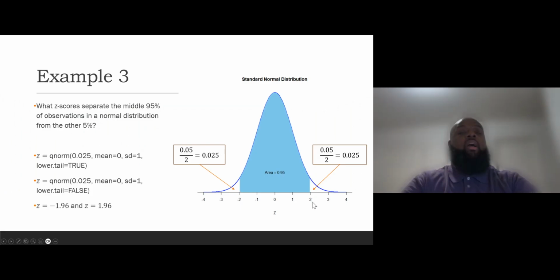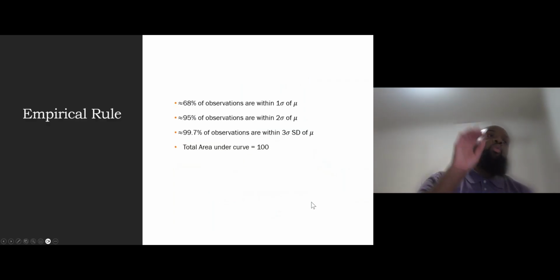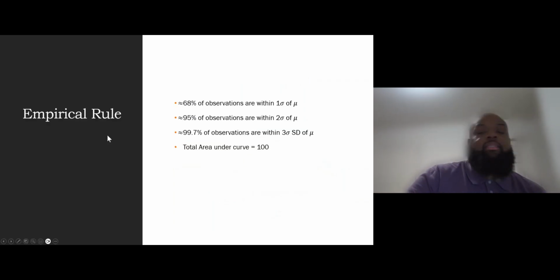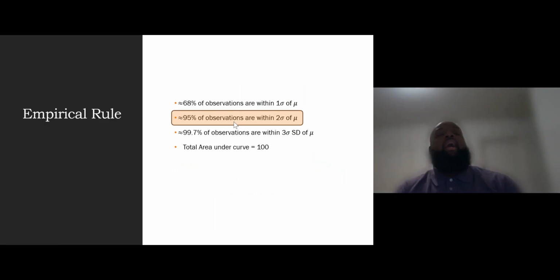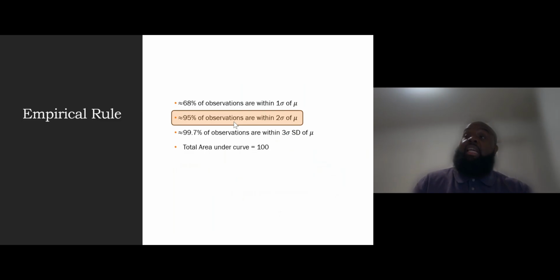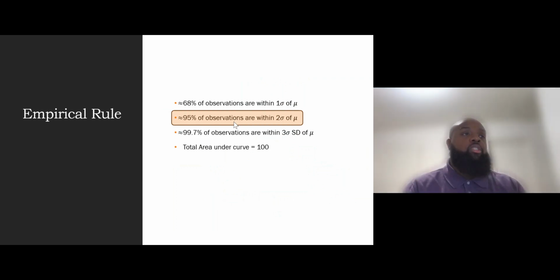All right. So that empirical rule was a bit of an approximation, right? 95% of observations are within 2 standard deviations. It's approximately that; it's actually 95% of observations are within 1.96 standard deviations from the mean.